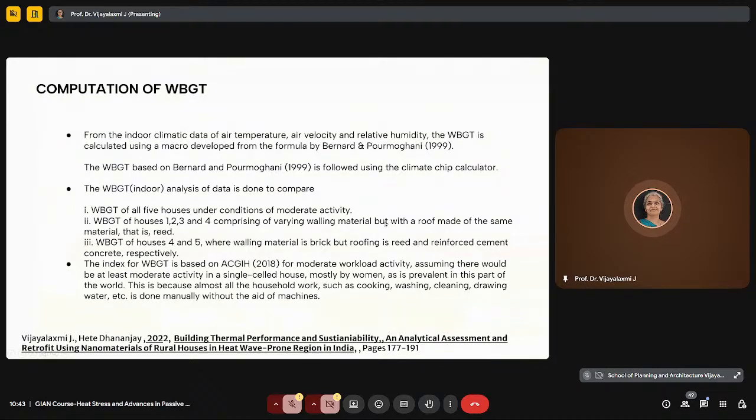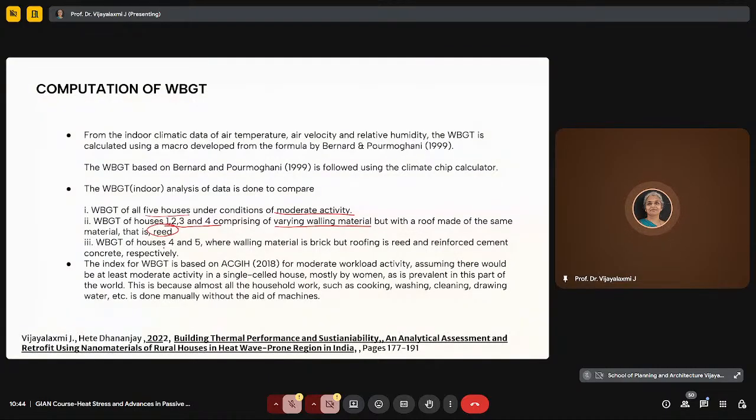So from the indoor climatic data of air temperature, air velocity and relative humidity, the WBGT is calculated using the Bernard and Ormagny method, and this followed the climate chip calculator. Now the indoor analysis of data was done to compare WBGT of all 5 houses under conditions of moderate activity, and WBGT of houses 1, 2, 3, 4, which means houses with the same roof material but varying walling material and roof made of reed.